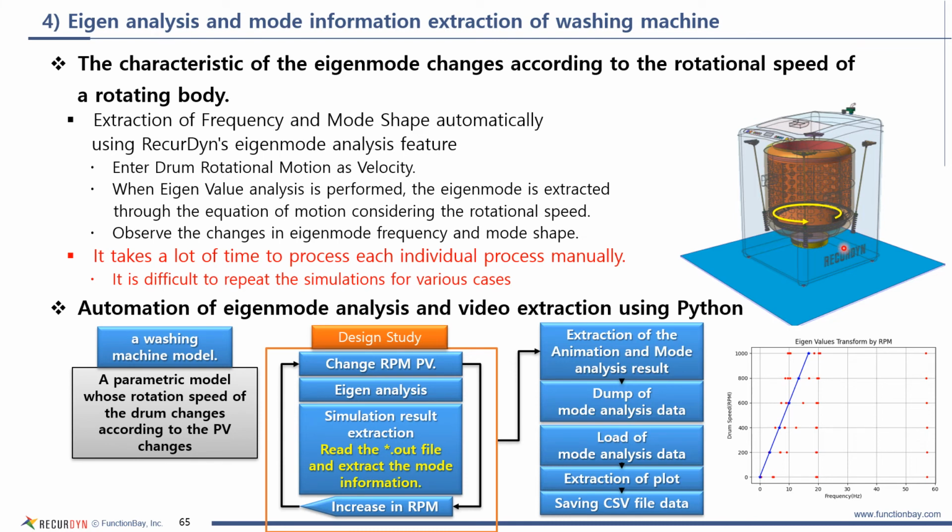It is recommended to use RecurDyn's eigenvalue analysis feature to observe the changes in the eigenmode of the washing machine. The whole process is as follows. Prepare a parameterized washing machine model and input the initial rotation speed. After that, perform eigenanalysis in the steady state. Then, change the rotation speed again and perform eigenanalysis again. By repeating this process, you can obtain natural modes and frequencies according to the various speeds.